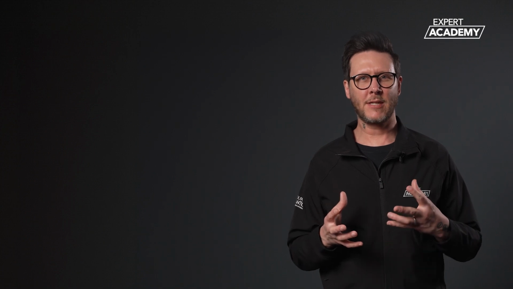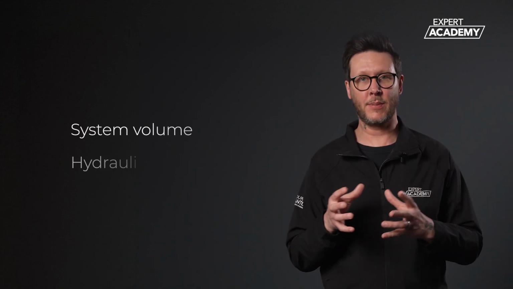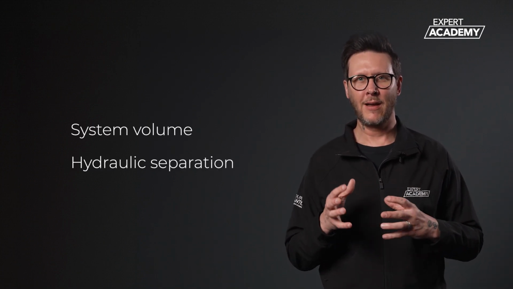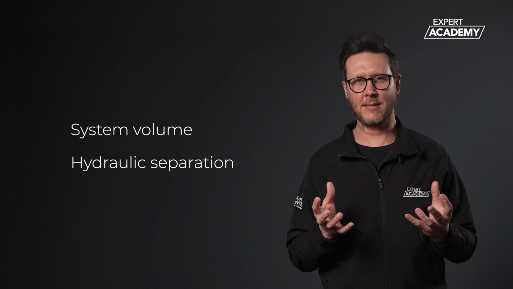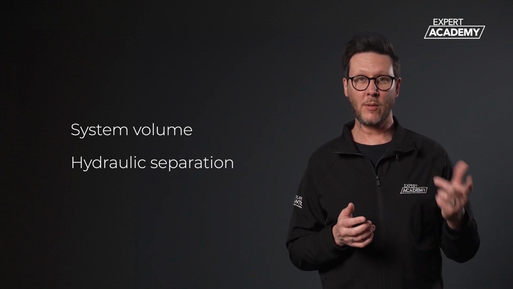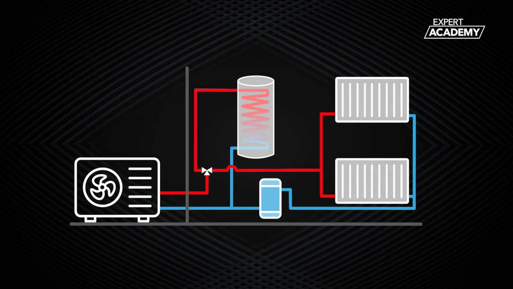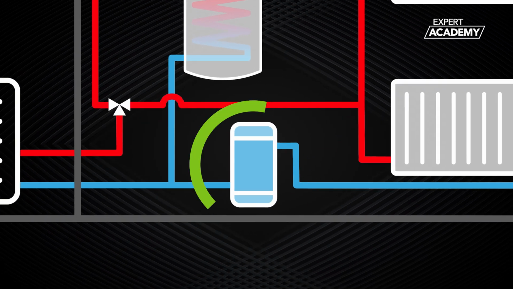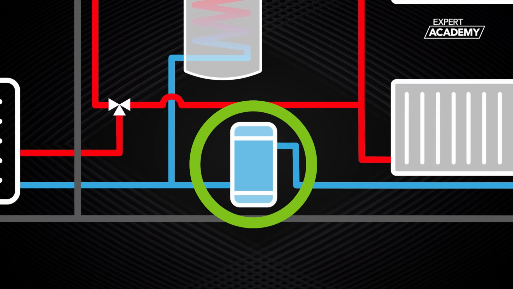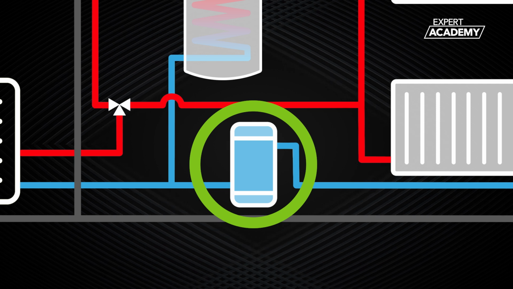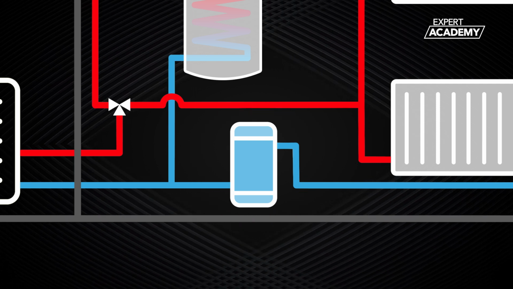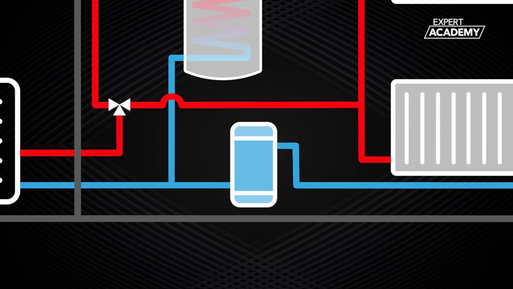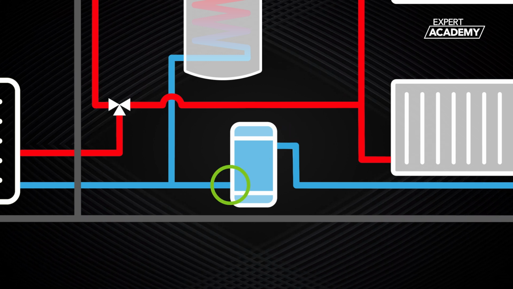Now we have a grasp on the significance of system volume and the potential need for hydraulic separation, how do we incorporate these into our system? As we mentioned earlier, if we only need to increase a system's volume, we can use a volumizer. A volumizer is essentially a vessel designed to contain water without any complicated internal components. It's used to increase the water volume of the heating system. Typically, it features one inlet and one outlet for connection, and it should be positioned on the return pipework of the heating circuit.